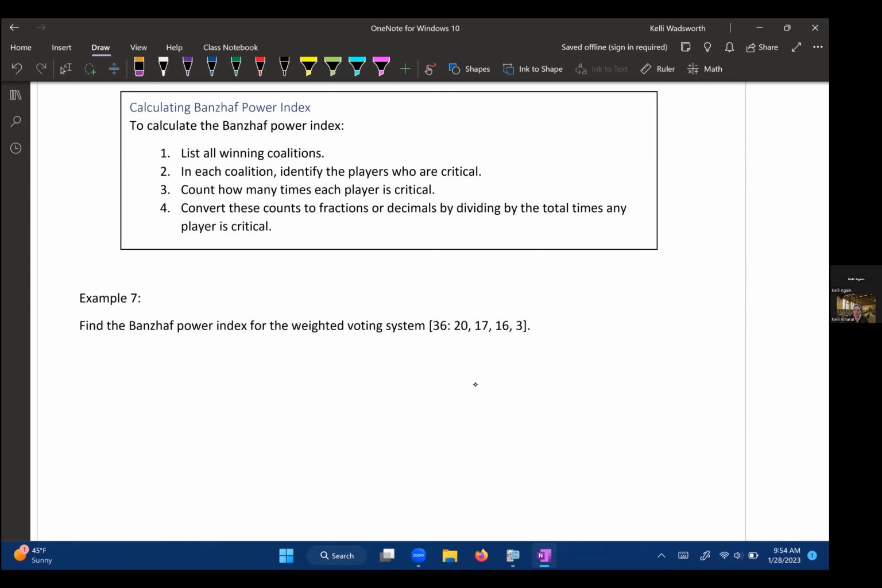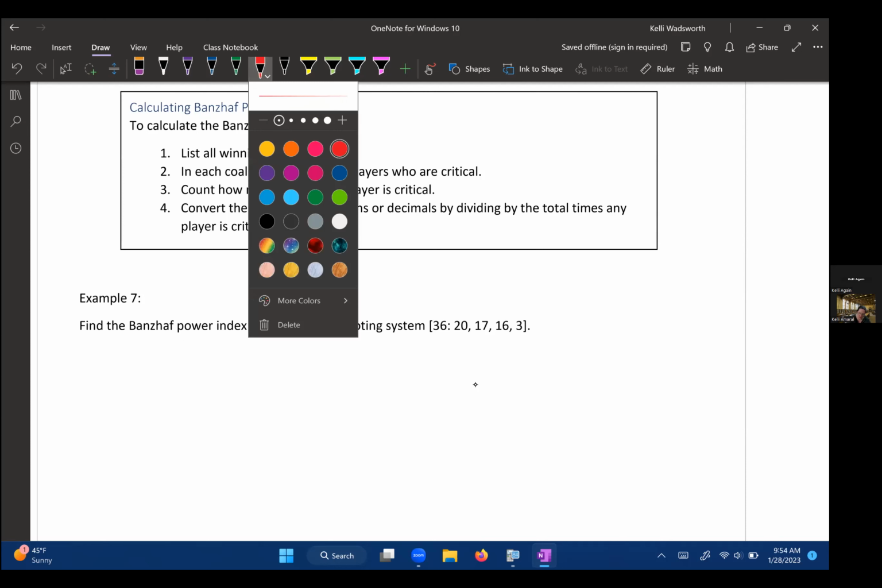I would recommend that you do some sort of systematic approach. Don't just start saying, well, here's one that's winning, here's one that's winning. Really try and do it systematically so that you are sure that you've found them all. So here is what I would do. First, I'm just going to do a little labeling for my eyeballs.